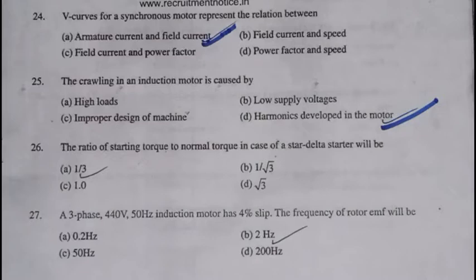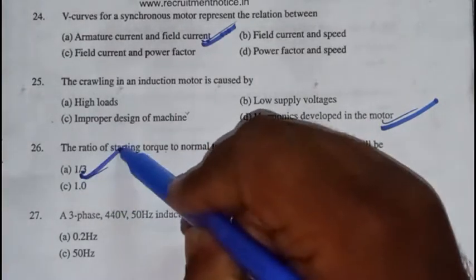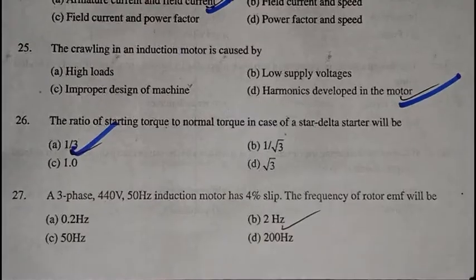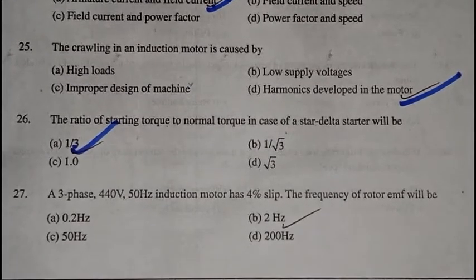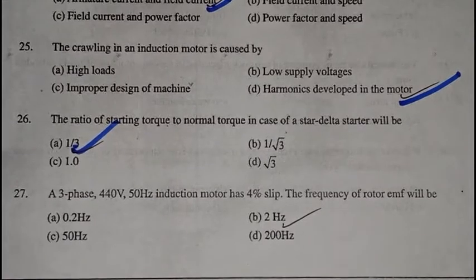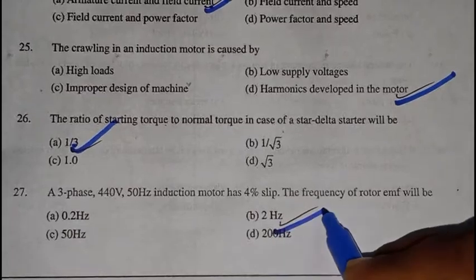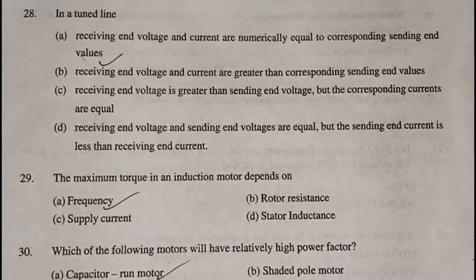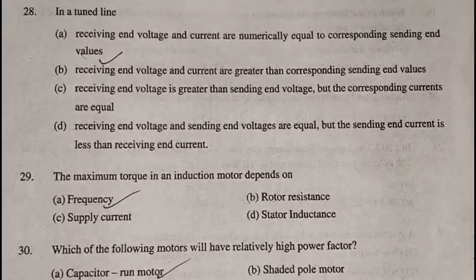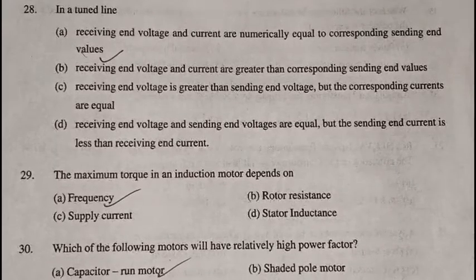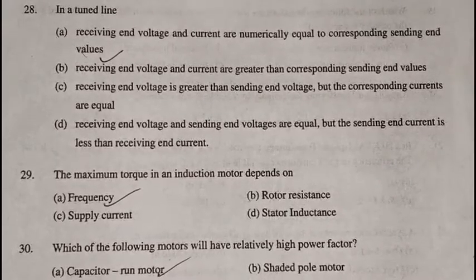Question number 26. The ratio of starting torque to normal torque in case of star delta starter will be 1 by 3. Question number 27. A 3-phase 440 volts 50 Hz induction motor has 4% slip. The frequency of rotor EMF will be 2 Hz. Question number 28. In a tuned line, receiving end voltage and current are numerically equal to corresponding sending end values.